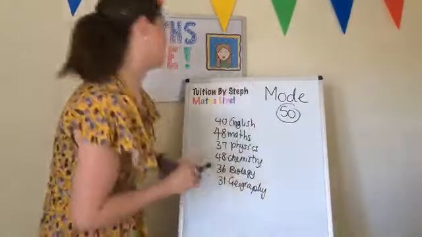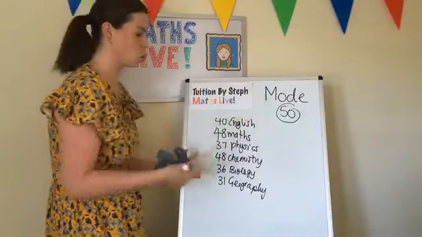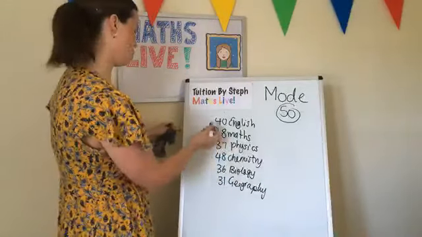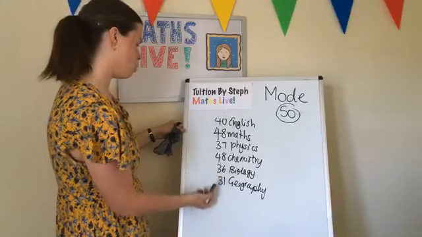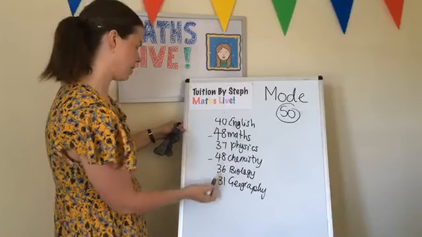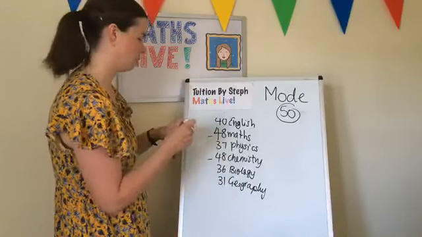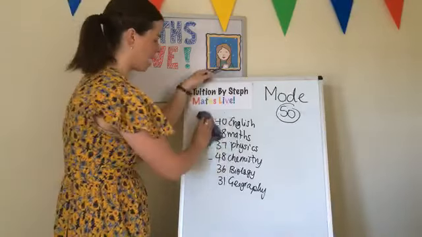Steph's a bit mean. Right, what is the mode score? So mode, most, which one occurs the most? We've got 40, 48, 48 twice, 37 once, 36, 31. So the mode is 48.